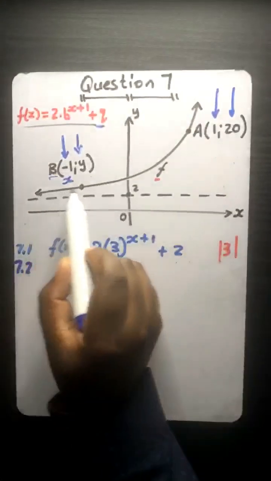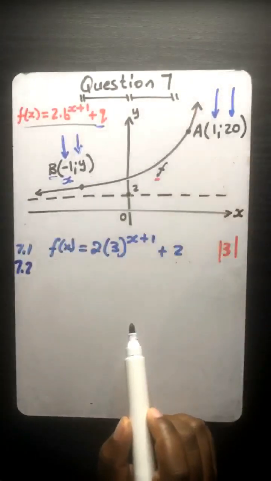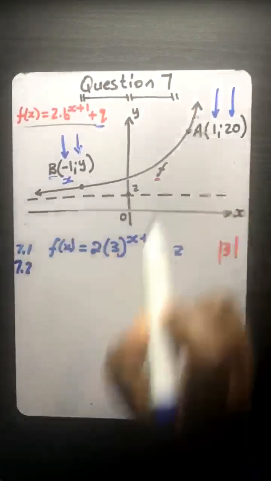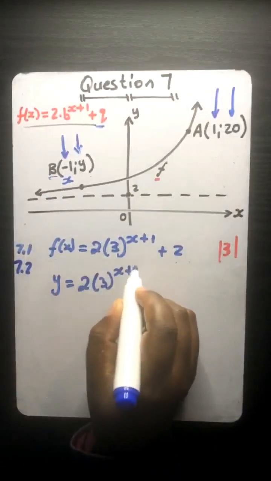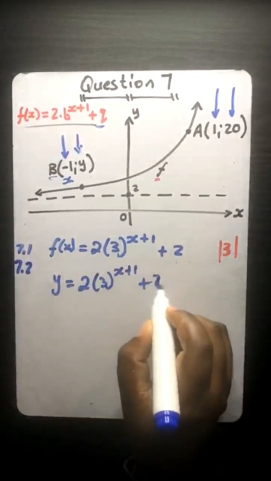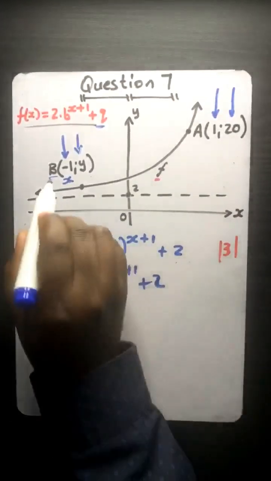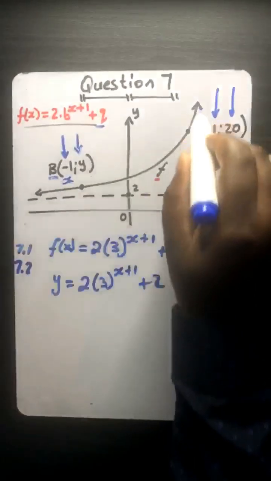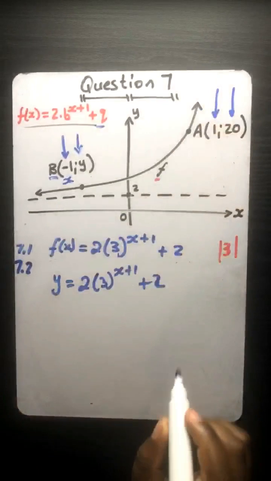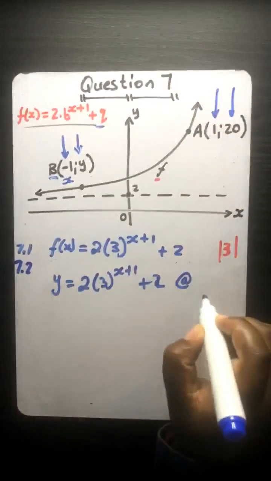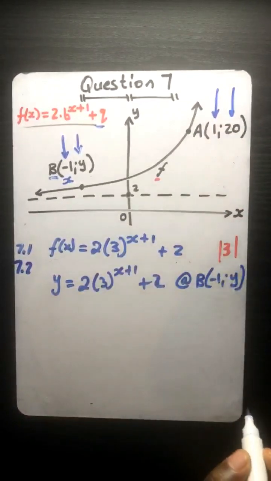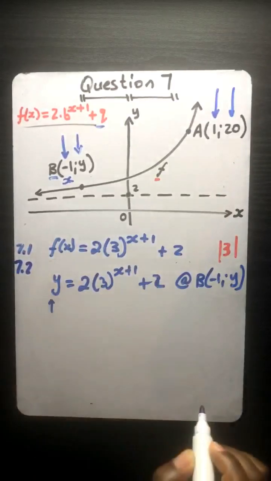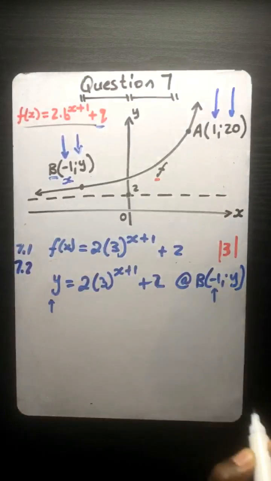It's on that graph. So what is the formula for that graph? It is the one for y equals 2 times 3 to the exponent x plus 1, plus 2. Yes. So that point B is actually on that function, or on that graph. So you say B has x equal to -1 and y. Can you see the question wants you to give that y value, whereby x is -1.